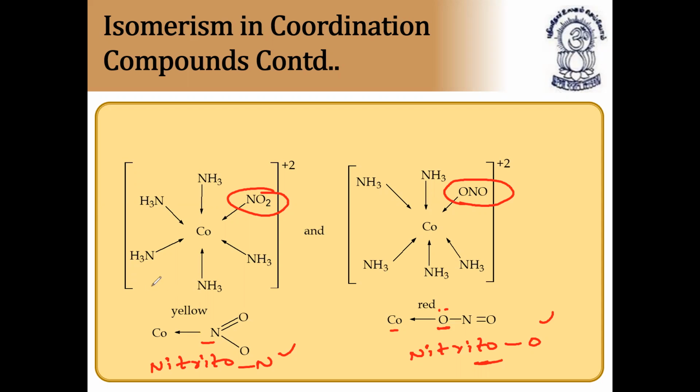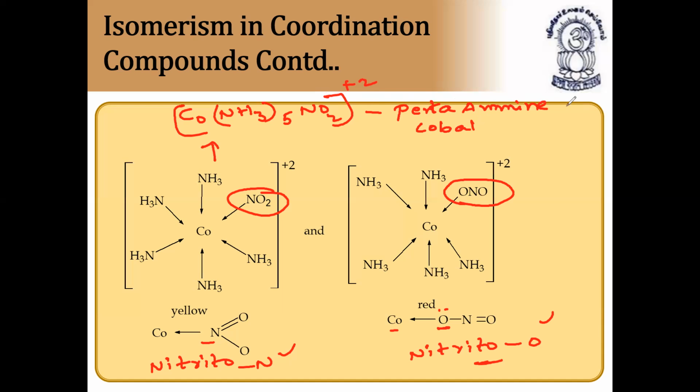What is the name of this compound? 1, 2, 3, 4, 5 amines are there. So the formula of this compound is Co(NH3) taken 5 times, NO2, with charge plus 2. So plus 2 means the oxidation state of cobalt is plus 2. There is one NO2. The formula of this compound is the same, this also has the same formula. And the name of this compound is pentaamine cobalt.